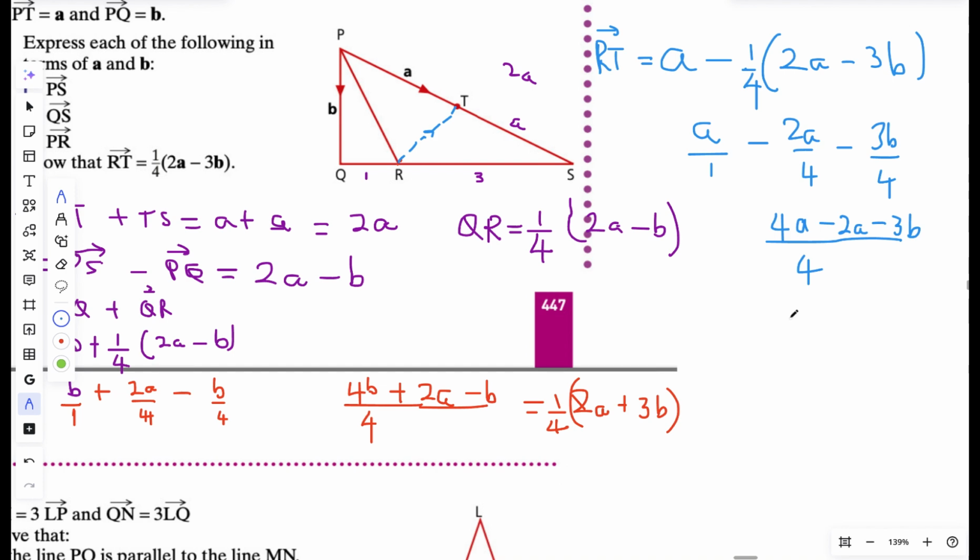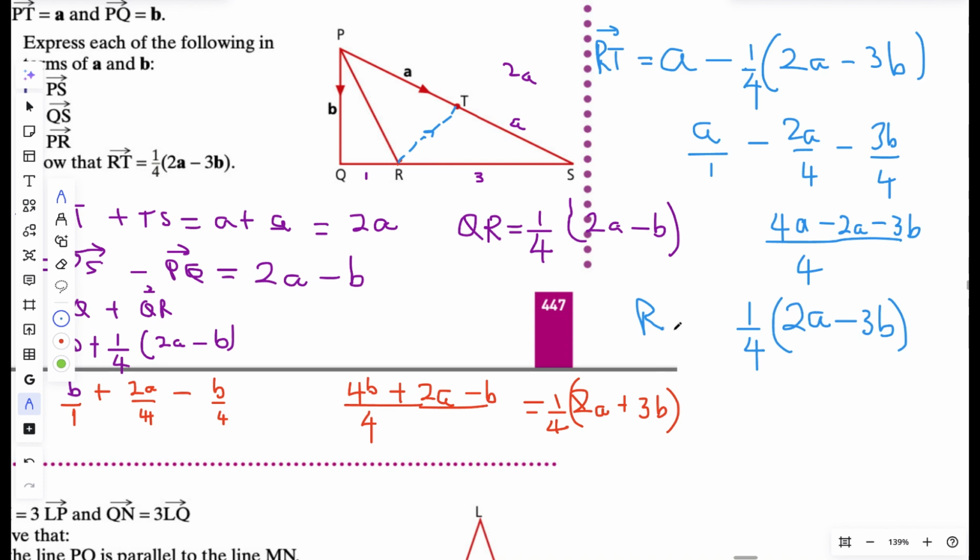You're going to get 2A. 4A minus 2A, you get 2A. And then minus 3B. You cannot subtract, you write it minus 3B. Then the denominator, you just write it. Either you say over 4, or you make it a fraction like 1 all over 4. The denominator will be 4, numerator is 1 always. So that's what our RT is.